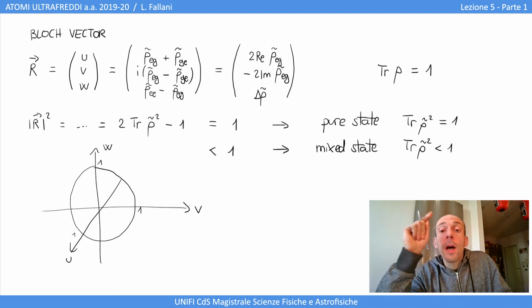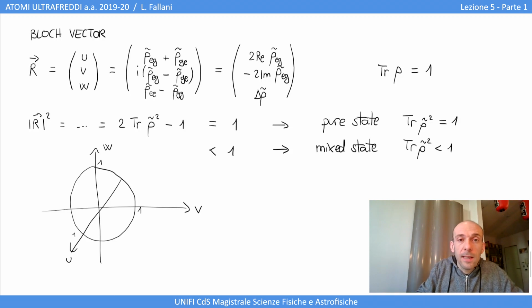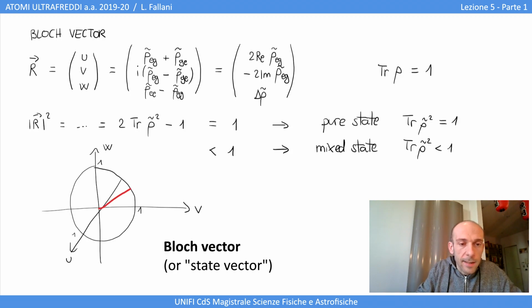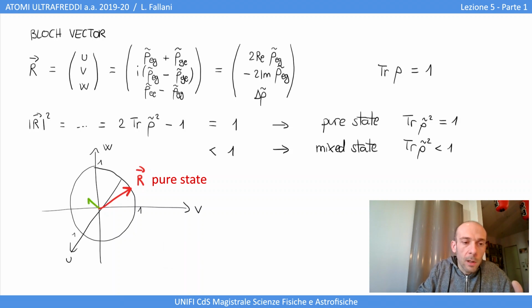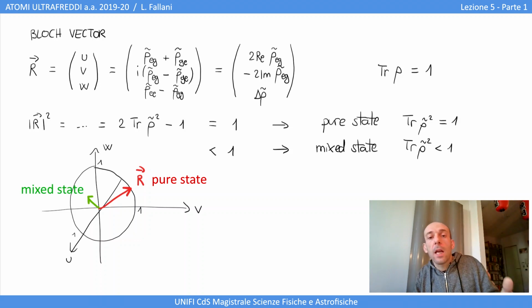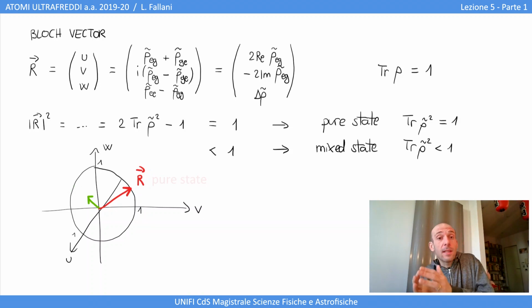And so a pure state is described by a Bloch vector that lies on the surface of the Bloch sphere, while if you have a mixed state, the mixed state generally will point to an arbitrary point inside the sphere. So I'll say it again. If the Bloch vector has modulus 1, the Bloch vector lies on the surface of the sphere, and this describes a pure quantum state. Differently, if you have a mixed state, the Bloch vector will have a length that is smaller than 1, and so it will point inside the sphere.